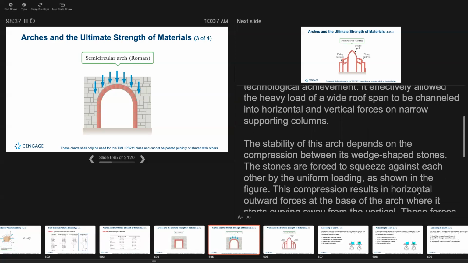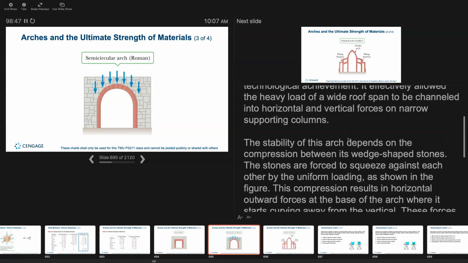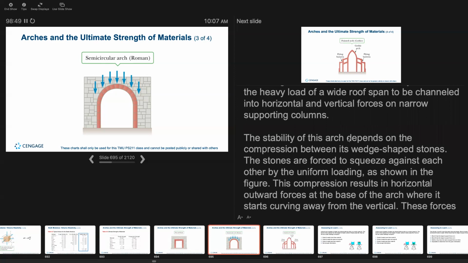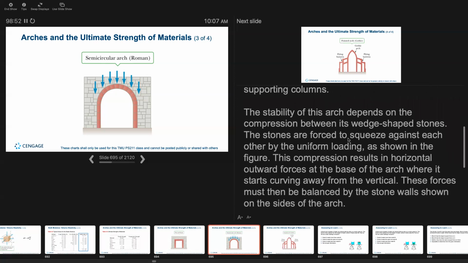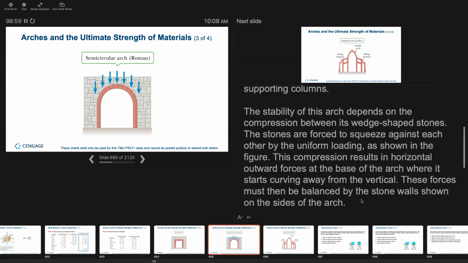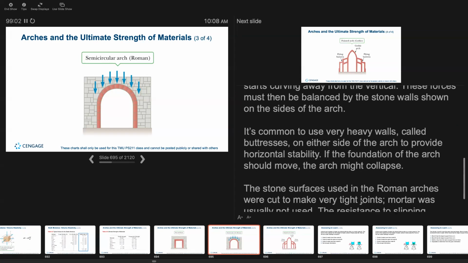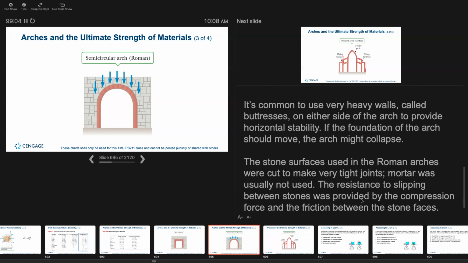The stability of the arch depended on the compression between its wedge-shaped stones. The stones are forced to squeeze against each other by the uniform loading as shown in the figure. This compression results in horizontal outward force at the base of the arch, where it starts curving away from the vertical. These forces must then be balanced by the stone walls shown on the sides of the arch. It's very common to use very heavy walls called buttresses on either side of the arch to provide horizontal stability. If the foundation of the arch should move, the arch might collapse.